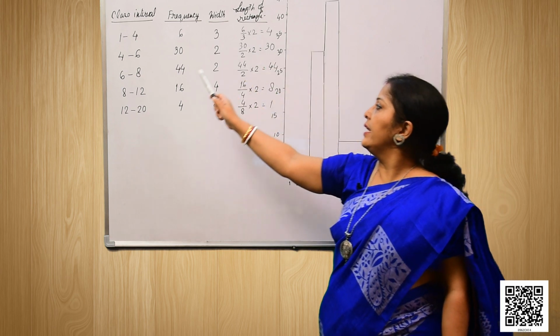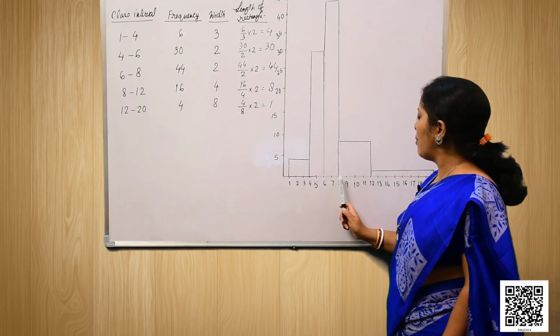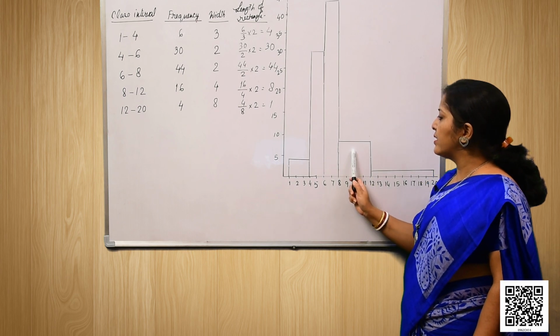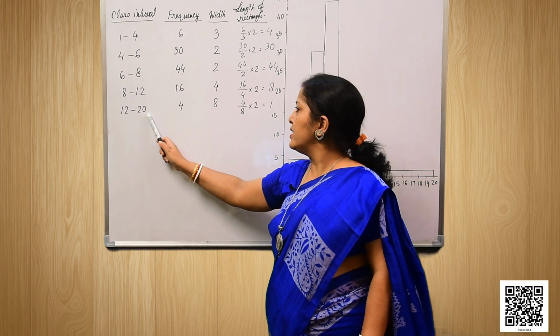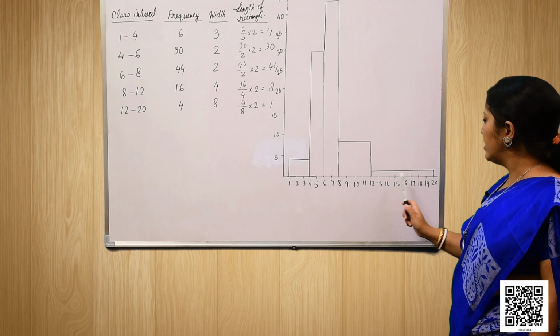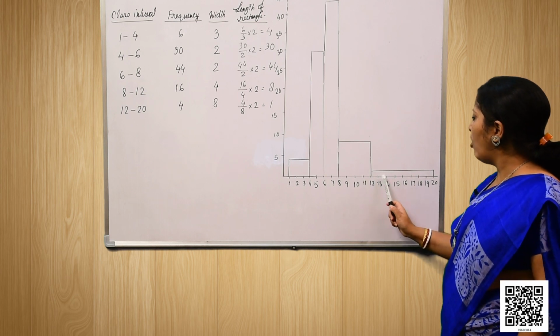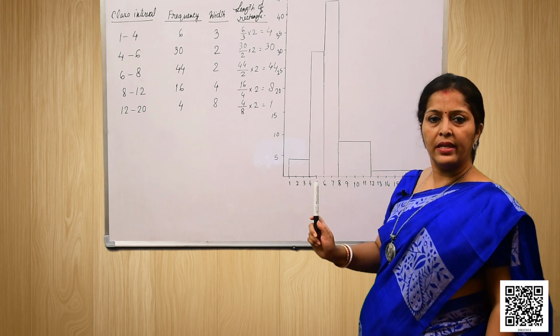Then next, 8 to 12, we have 8. So from 8 to 12, the length of the rectangle is 8. Then 12 to 20, we have the length as 1. So from 12 to 20, we have a rectangle of length 1. So this is our histogram.